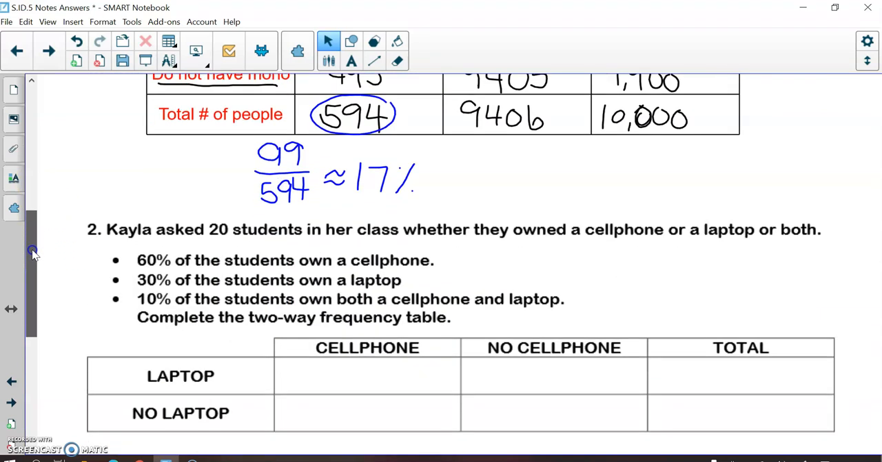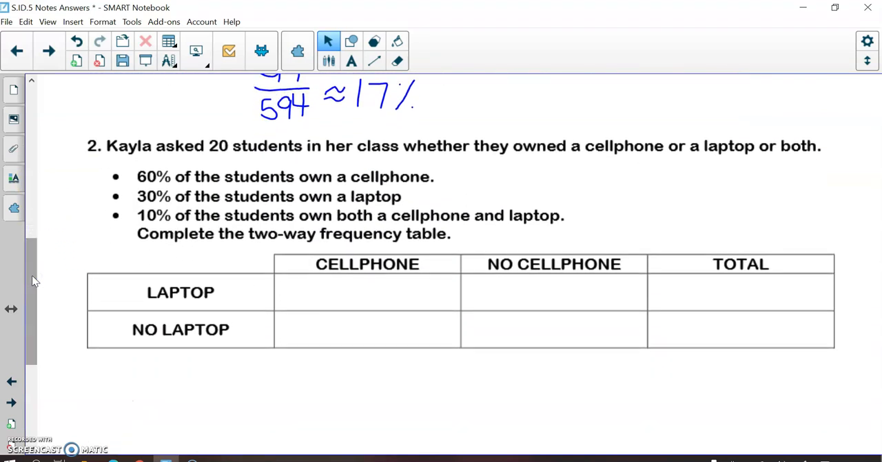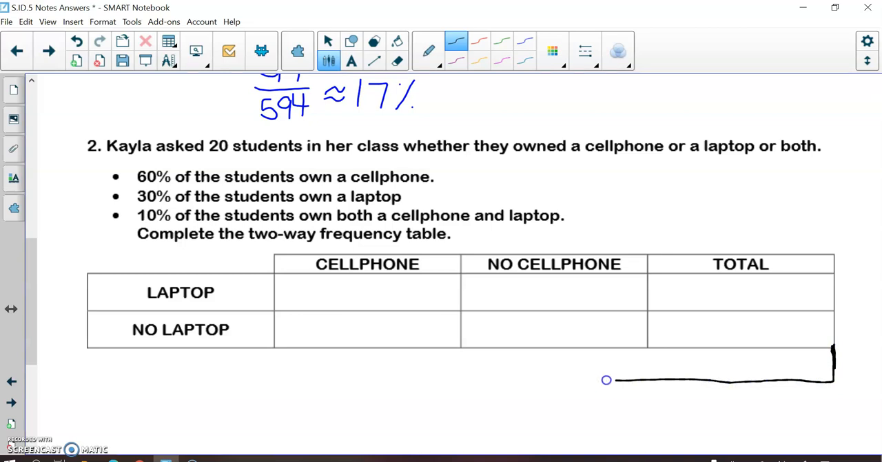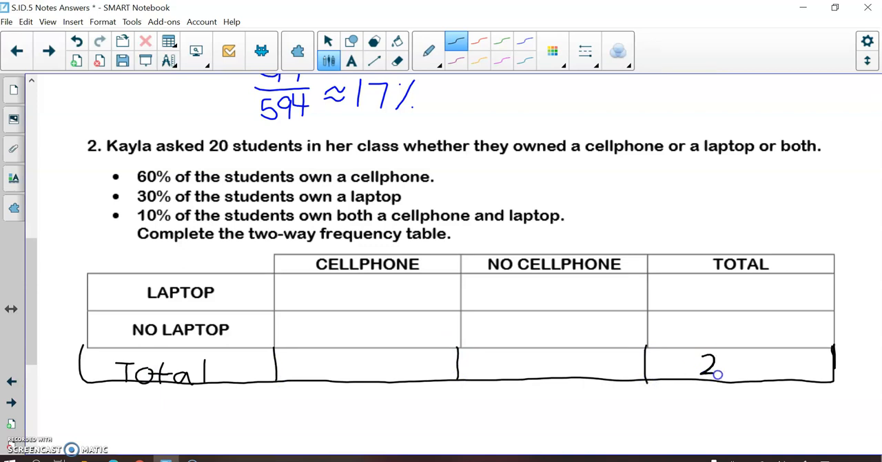All right, moving on to number 2. So Kayla asked 20 students in her class whether they owned a cell phone or a laptop or both. So automatically I can put on, and I apologize, I don't know why I don't have this category in here, because there should be a total category here too. In yours I have it, but in mine I don't. All right, so all together, she surveyed 20 students, so we can automatically fill in that cell there.